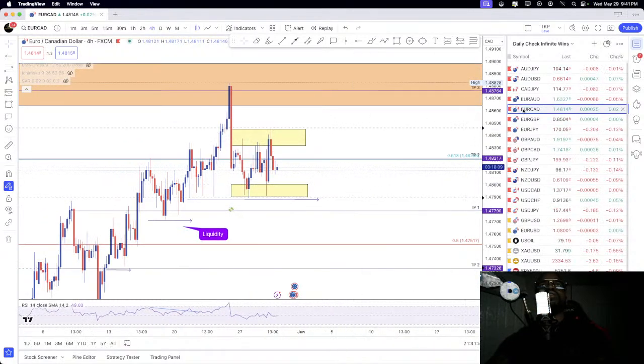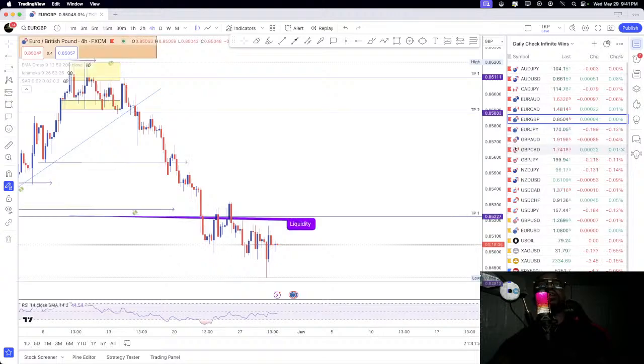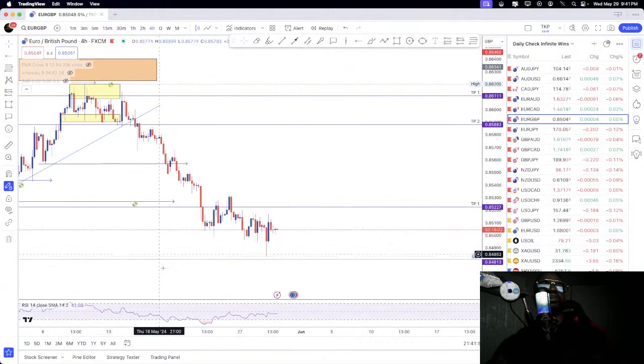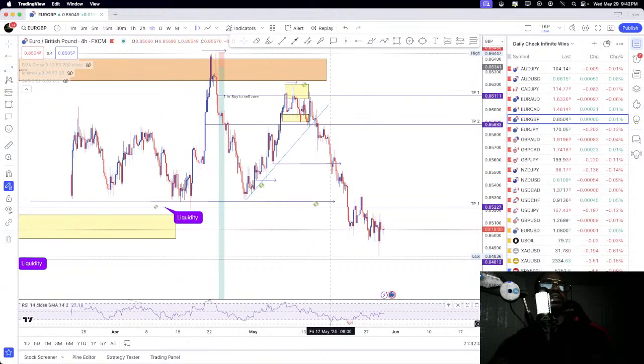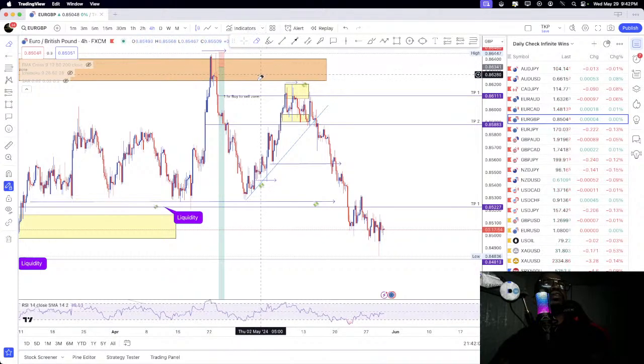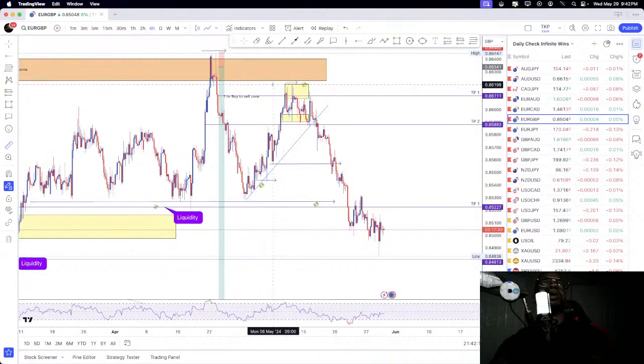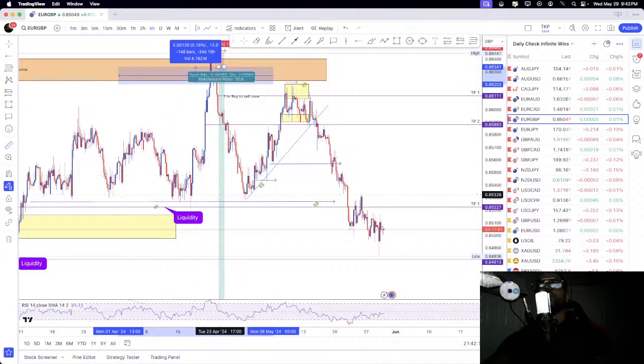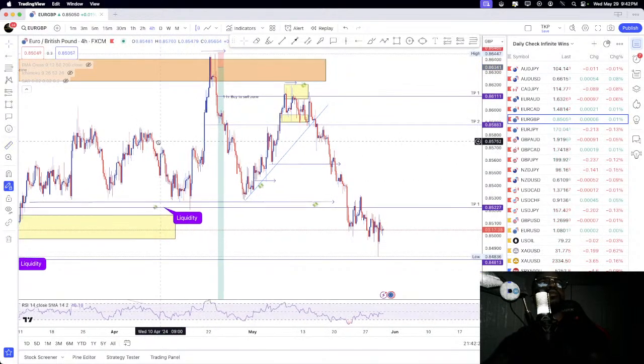All right, so we got those alerts set. Euro CAD, Euro Pound definitely still in the downtrend right here. Now look at that. This was our entry. Price missed our entry by how many pips? 13 pips. It is okay. It's coming back.